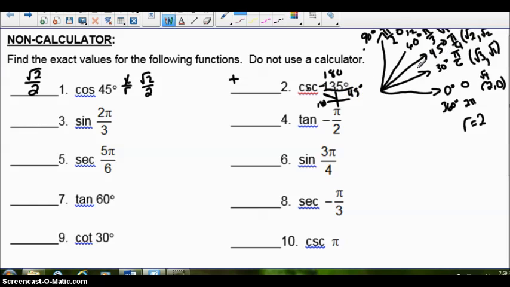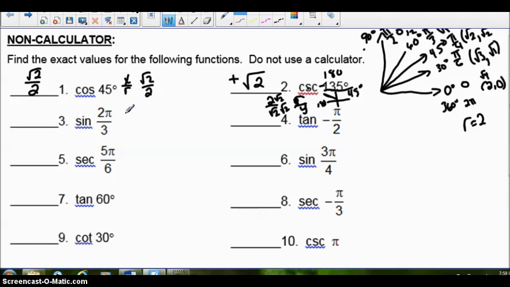So cosecant is the ratio of r over y. So that will be 2 over, r is 2, over the square root of 2. But we won't leave it like that because we don't like to leave square roots in the denominator. So I multiply both by square root of 2, and it simplifies out to simply be the square root of 2.